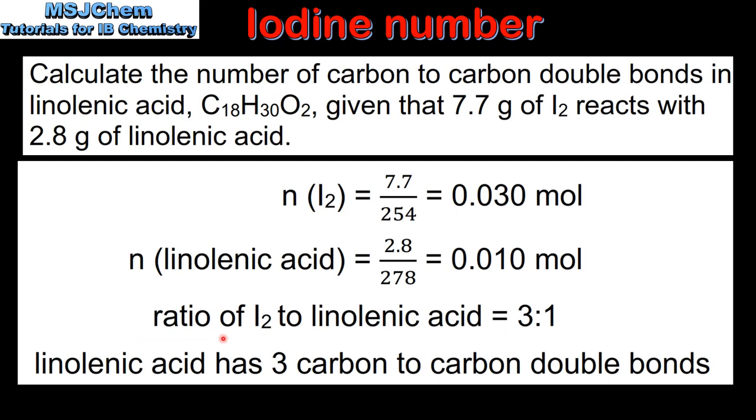Next, we look at the ratio of iodine to linolenic acid, which is a 3:1 ratio. From this ratio, we can determine that 3 moles of iodine reacts with 1 mole of linolenic acid. Therefore, linolenic acid has 3 carbon-to-carbon double bonds.